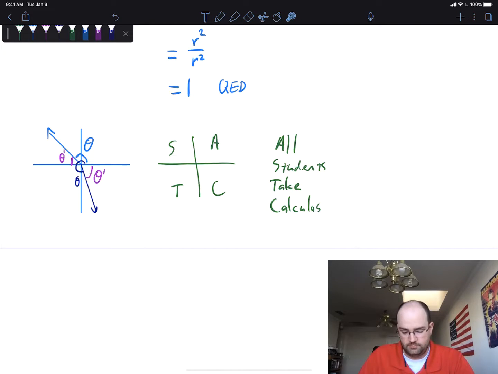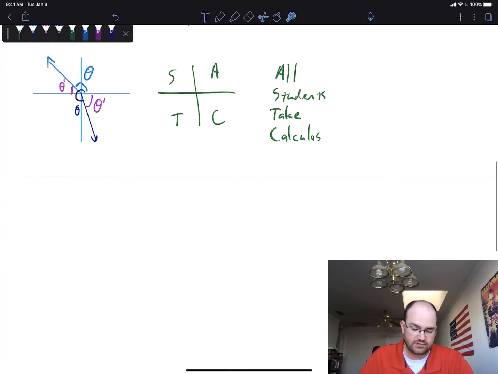A stands for all, S stands for sine, T for tangent, C for cosine. In other words, this is telling me in what quadrant the trigonometric functions are positive. In the first quadrant, all of them are positive. In the second quadrant, sine is positive. In the third quadrant, tangent is positive. And in the fourth quadrant, cosine is positive. With that, you'll be able to figure out what the rest of them are.